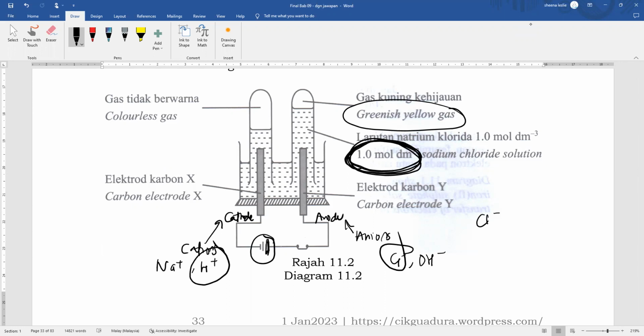2Cl minus arrow Cl2 plus 2e. Very good. Okay, so this is for here, yeah? Okay, very good. And then on the other side, can I have Leuven? What's my equation, Leuven, for my cathode?